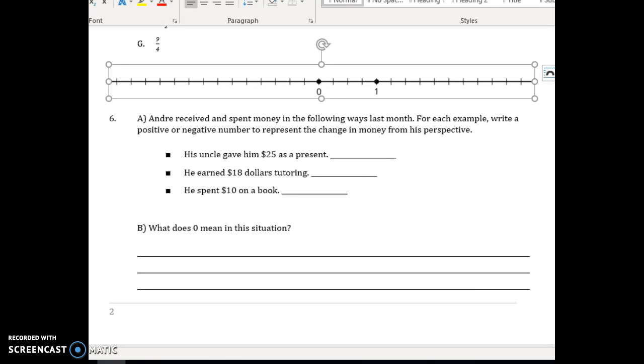Question 6. A. Andre received and spent money in the following ways last month. For each example, write a positive or negative number to represent the change in money from his perspective. His uncle gave him $25 as a present. He earned $18 tutoring. He spent $10 on a book. B. What does 0 mean in this situation?